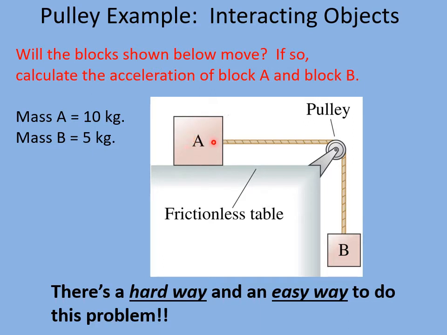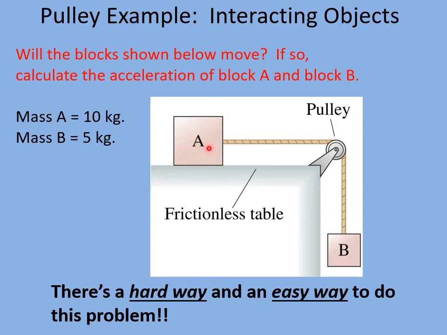Think about block A, what it feels. Well, block A feels the tension in the rope from block B pulling on it. I don't care how light block B is. As long as there's something hanging here on the rope, this rope has tension. So block A feels a force pulling it to the right, and there's no friction at all. So A has to move.